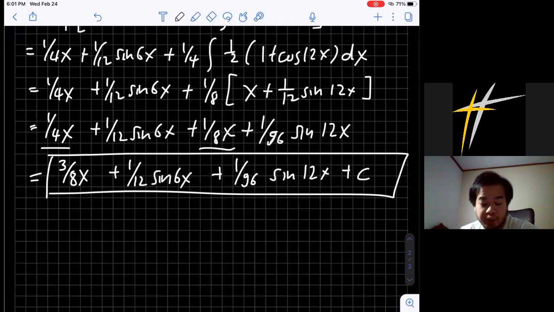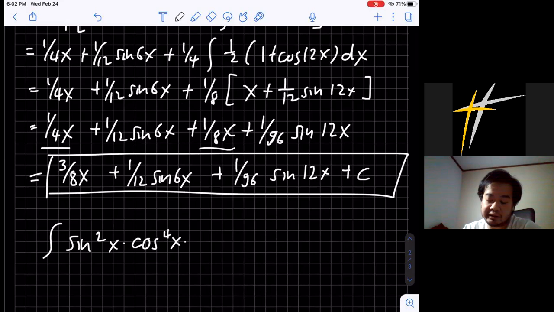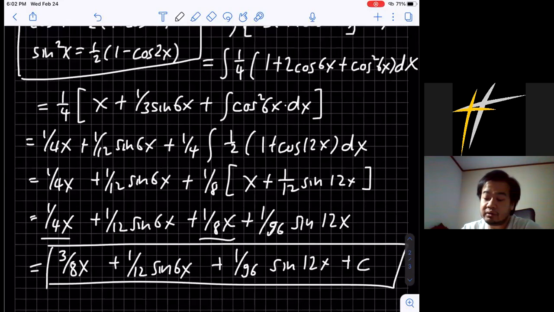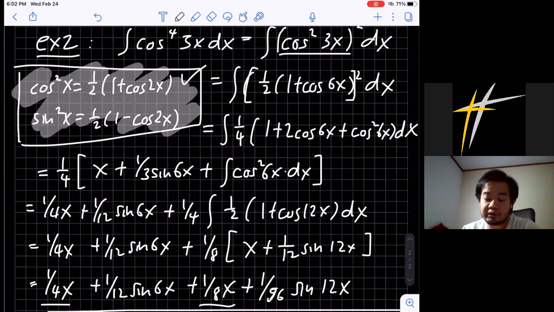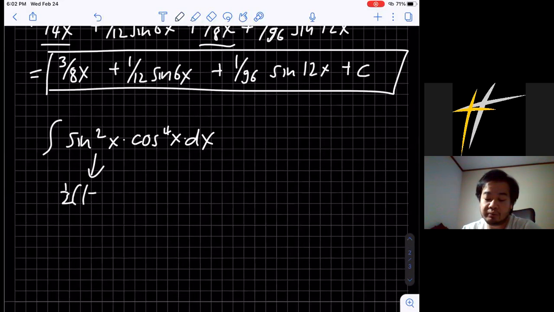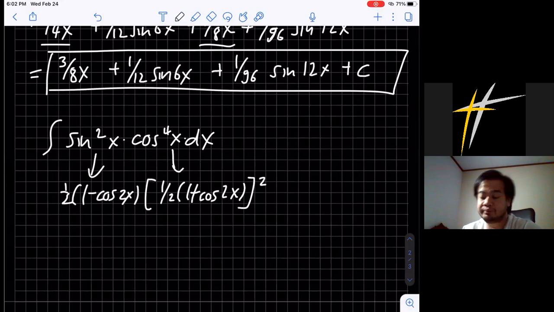Now, what if there is both sine and cosine, but both powers are even numbers? For example, sine square x times cosine power 4 x dx. Then again, the same formula is applicable for you to solve it. You still need to use this one. So you change this into half times 1 minus cos 2x, and then you change this into half times 1 plus cosine 2x, but squared. And then you can do the steps.